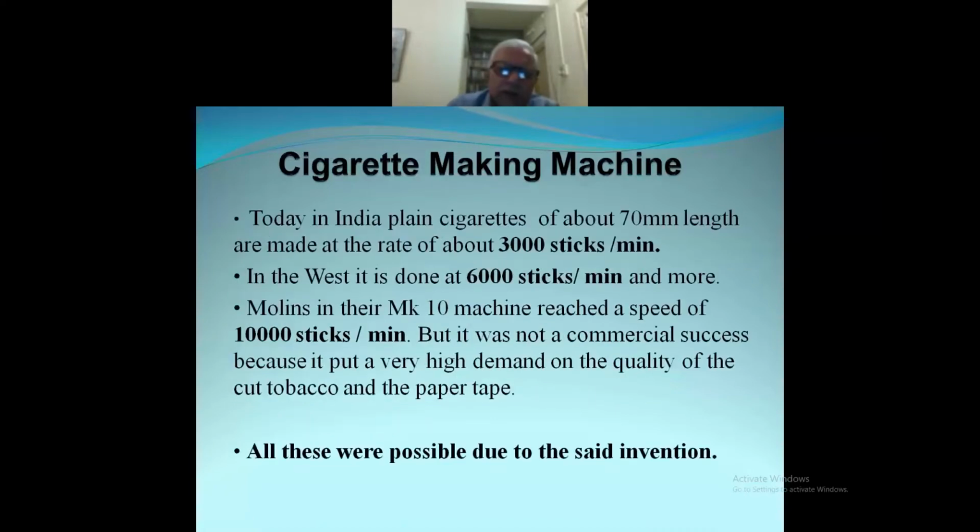Just as a matter of information, in India, plain cigarettes today are made at about 3000 sticks per minute. In the West, it is done at 6000 sticks per minute. And Molins also made a 10,000 sticks per minute machine. But this put a very high demand on the quality of the cut tobacco and the paper tape. As a result, it was not a commercial success. But all these were possible due to that said invention, which is mind-boggling, if you ask me.